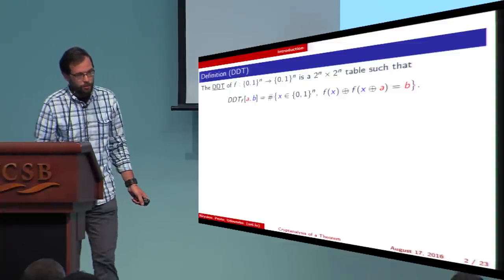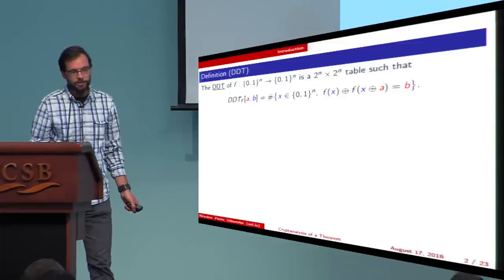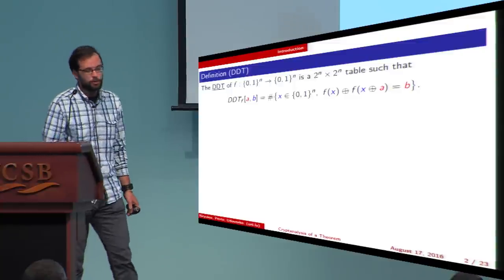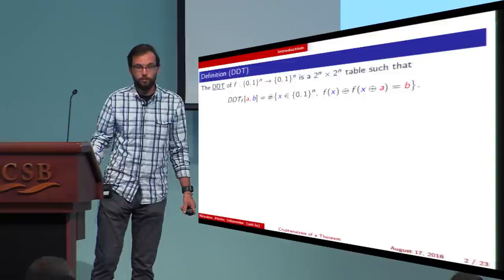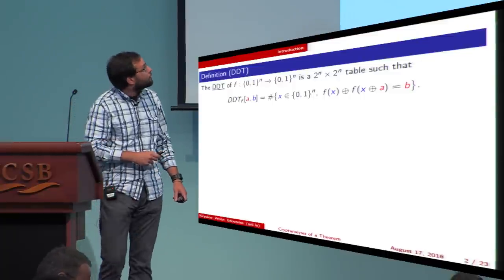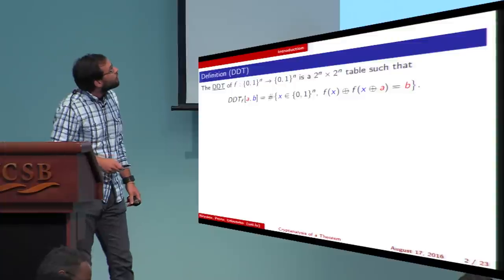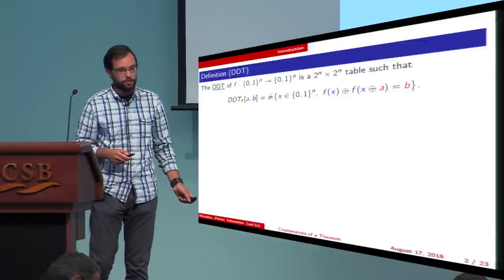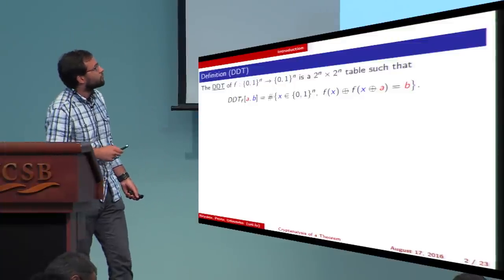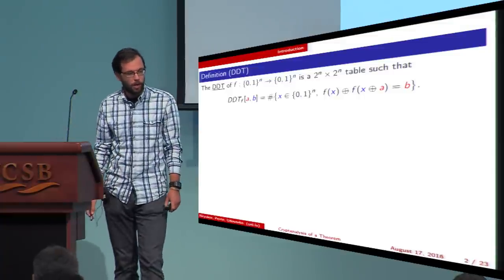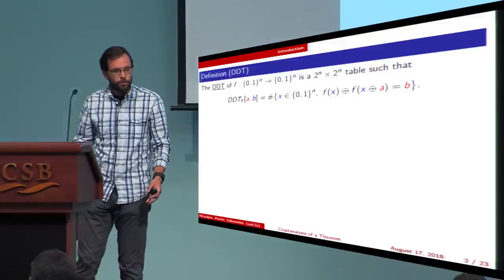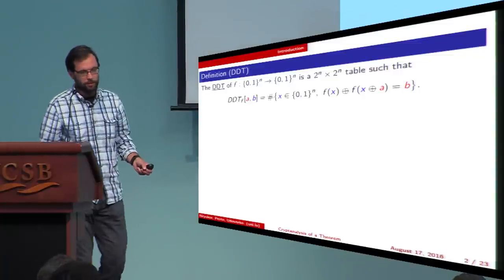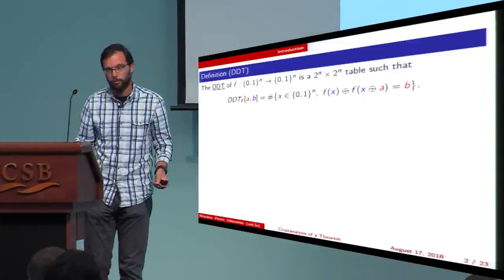So recall the definition of a difference distribution table of an S-box. It's a table which, for each input difference A and output difference B, says how many inputs satisfy this differential transition, or this equation. And we want these values, for all differences A and B, to be as low as possible to prevent differential attacks.